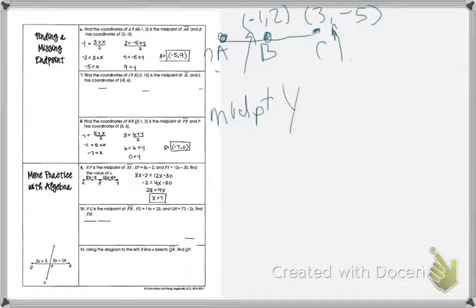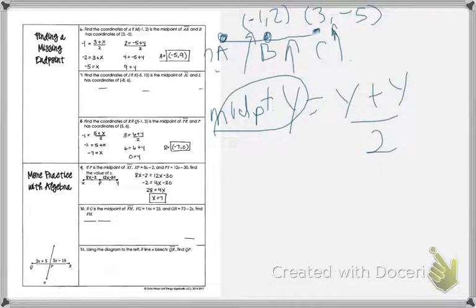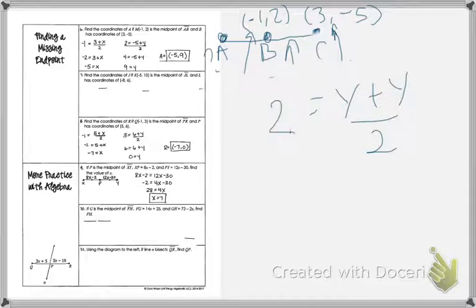Midpoint y is equal to y plus y divided by 2. Do they give us this? Yes, they do. They give us a 2. So we're going to replace it with 2. Do they give us one of these? Of course they do. They've given us -5.